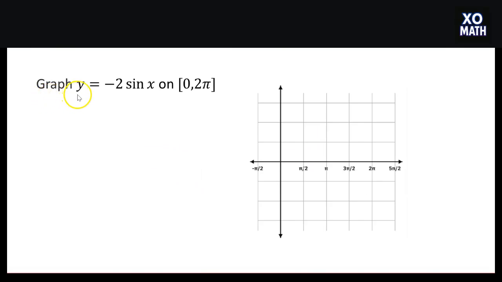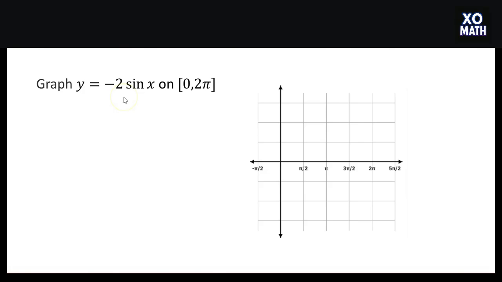We want to start by graphing y equals -2 sine x on the interval from 0 to 2 pi. So when we start to graph a trig function, what we want to do is identify what is its period, because our trigonometric functions, sine, cosine, tangent, secant, cotangent, those are all periodic functions.